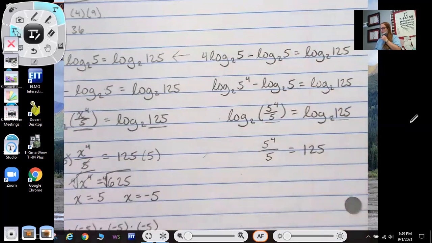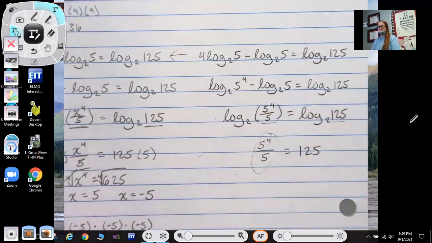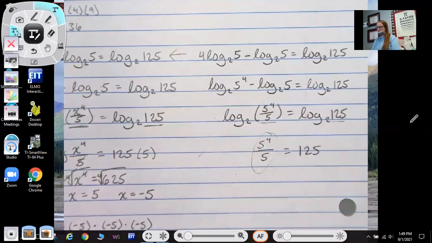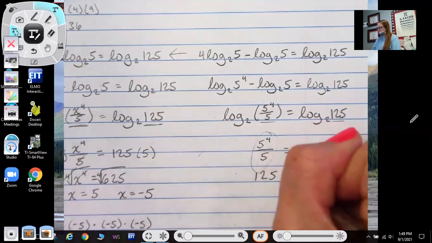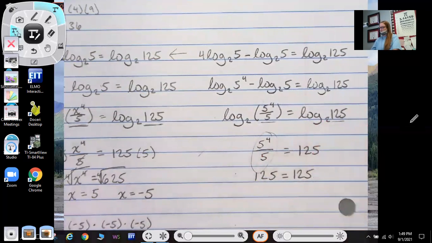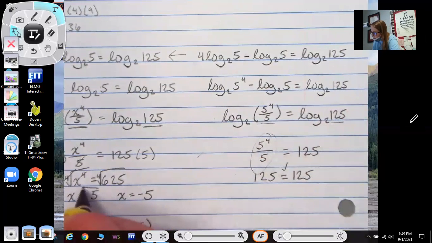Okay, from here, we don't have to multiply both sides by 5 and get this number by itself. We only did that when we were trying to solve for x. Now all we need to do is just put this in our calculator and make sure it equals 125. So 5 to the 4th power is 625, divided by 5 is 125. So x equals 5 does work as a solution. So we go back over here to our answers, we circle x equals 5 as a solution.